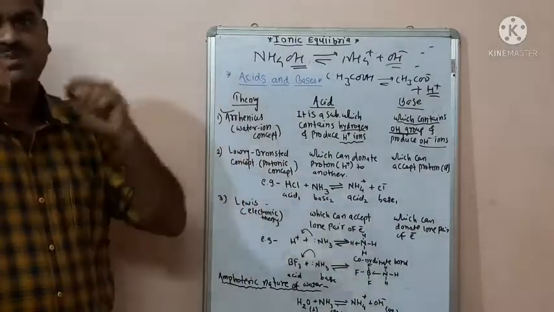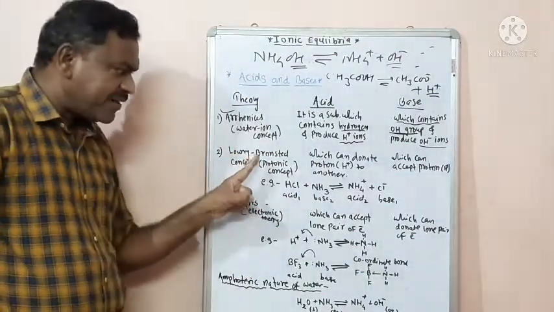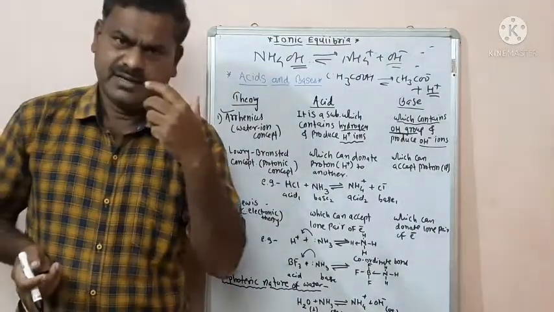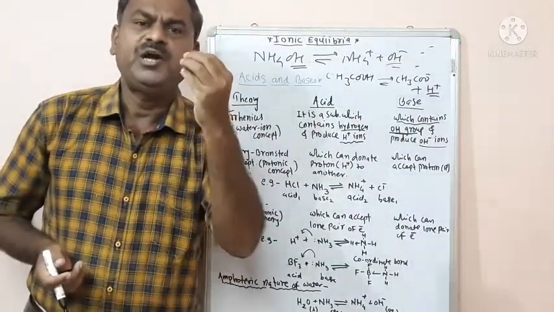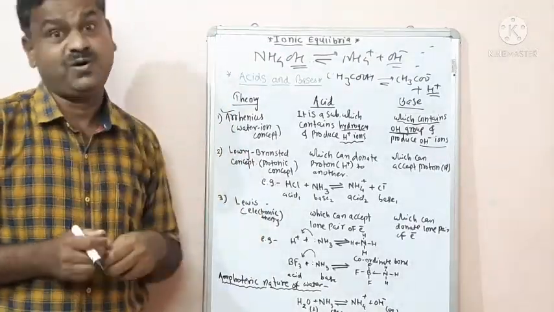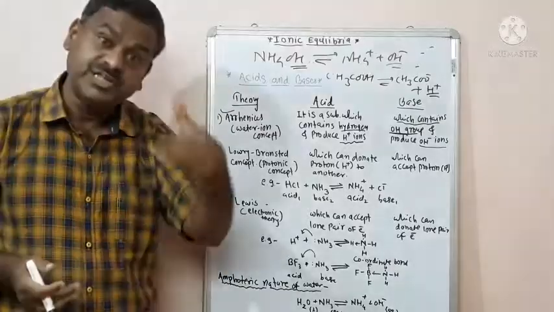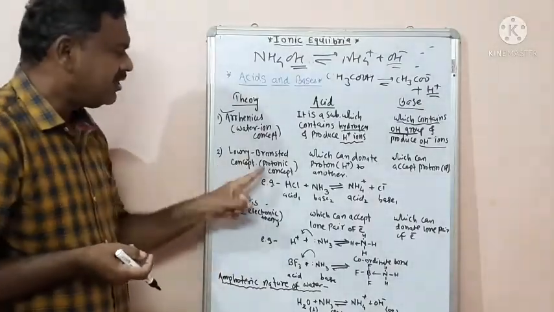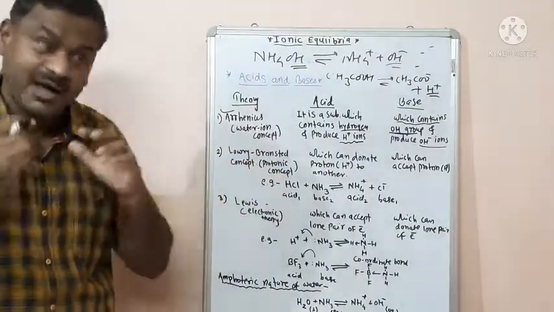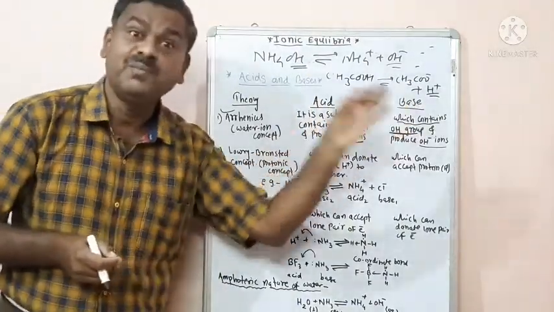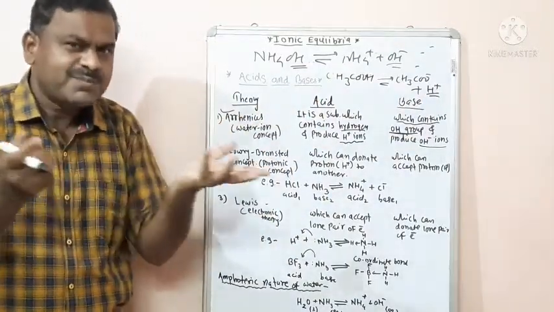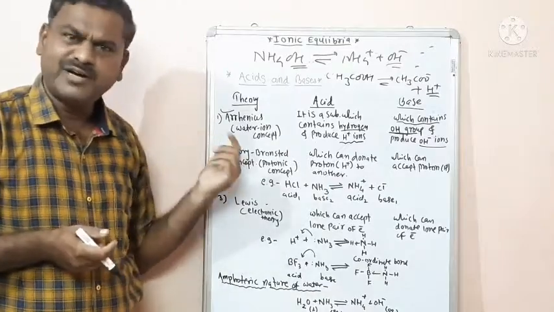Lowry-Bronsted. That concept is also called the Protonic Concept. Now, in 1923, there were two scientists, Bronsted and Lowry. They proposed one theory, called the Protonic Concept or Lowry-Bronsted concept, about the acid and the base. Now, how can we define, identify and explain the acid and base according to that theory?